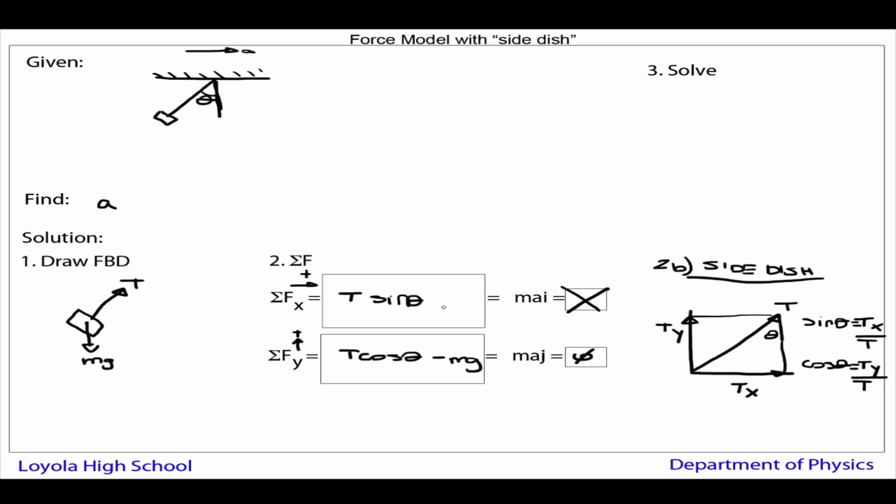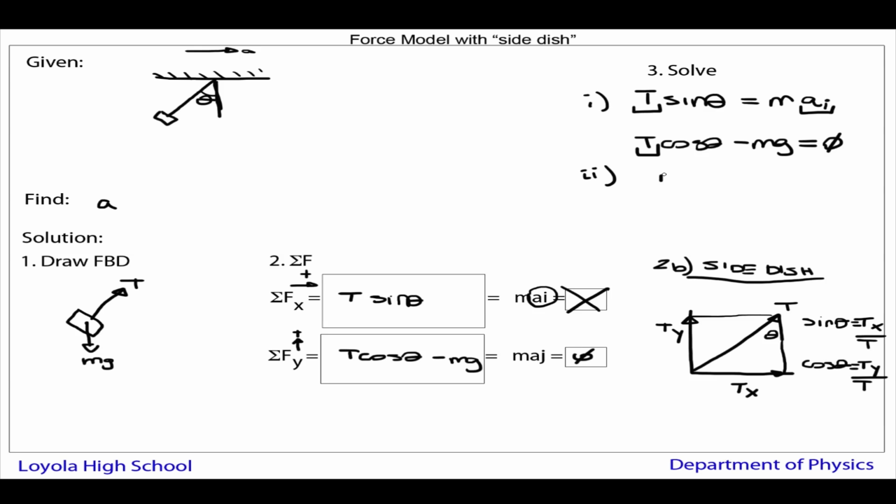Now that we have our force equations, we can solve for the acceleration in the x direction. The equations are: T sine theta equals m a_x, and T cosine theta minus mg equals 0. The unknowns are the tension and the acceleration, so I have two equations and two unknowns, which is good. Step 2 is to solve for T. So T is equal to mg over cosine of theta.